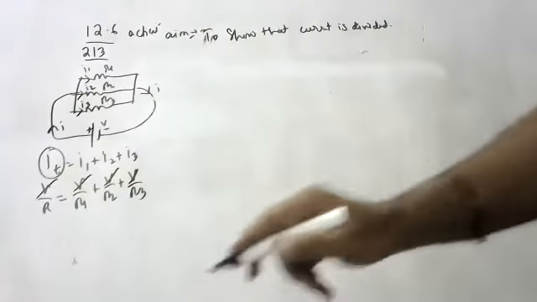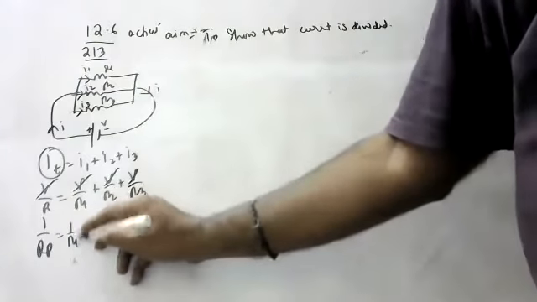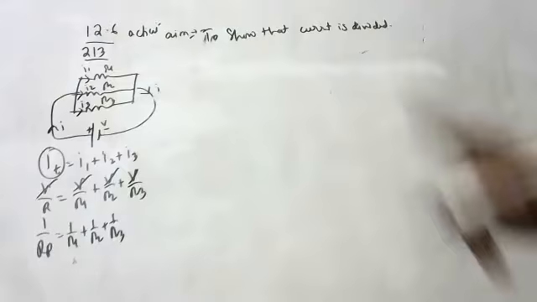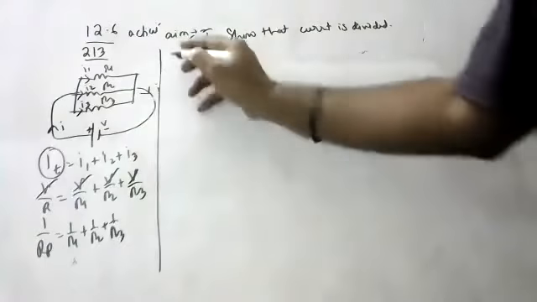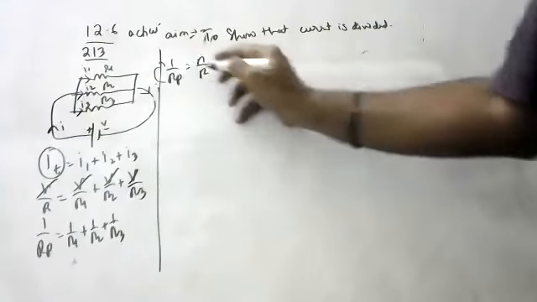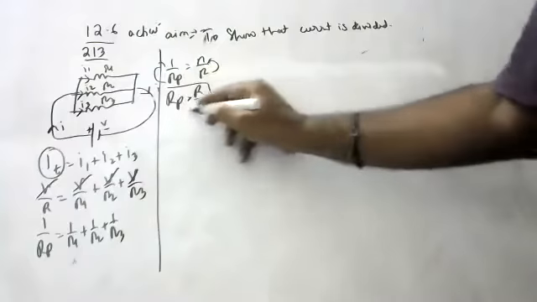Cancelling the potential, we get 1 by R is equal to 1 by R1 plus 1 by R2 plus 1 by R3 and so on. If all the resistors are the same, N by R, reversing on both sides, RP is equal to R by N. This was our derivation.